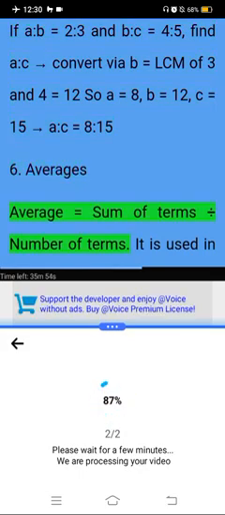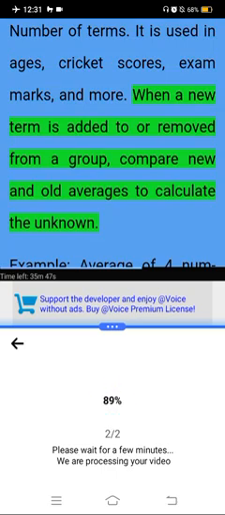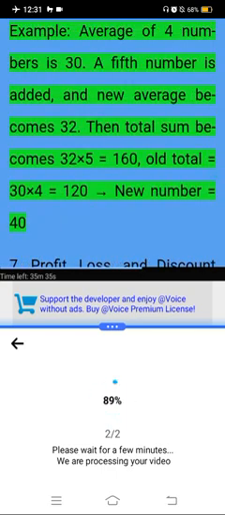6. Averages. Average equals sum of terms divided by number of terms. It is used in ages, cricket scores, exam marks, and more. When a new term is added to or removed from a group, compare new and old averages to calculate the unknown. Example: average of 4 numbers is 30. A fifth number is added, and the new average becomes 32. Then total sum becomes 32 × 5 = 160. Old total = 30 × 4 = 120 → new number = 40.